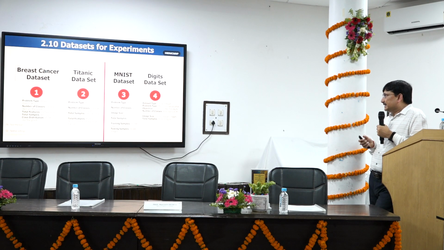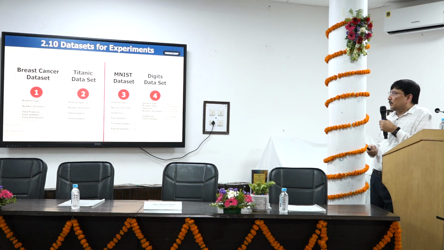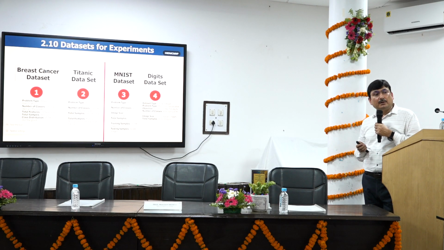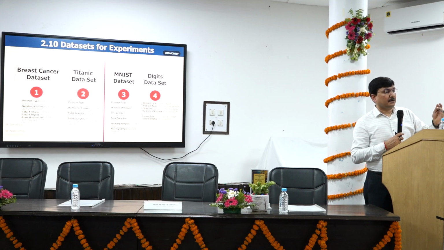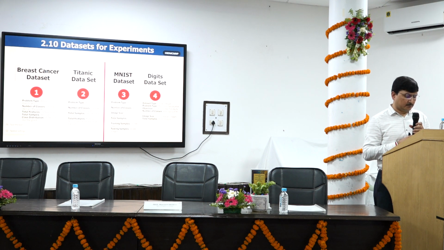After that, the MNIST data set and the digits data set. Both of these are image data sets based on pattern recognition, so that if someone writes a particular number, 1, 2, 3, 4, 5, the system will recognize it. These are a different kind of problem, multi-class classification problems. All right. So we have these 4 kinds of data sets for these 4 kinds of machine learning algorithms.